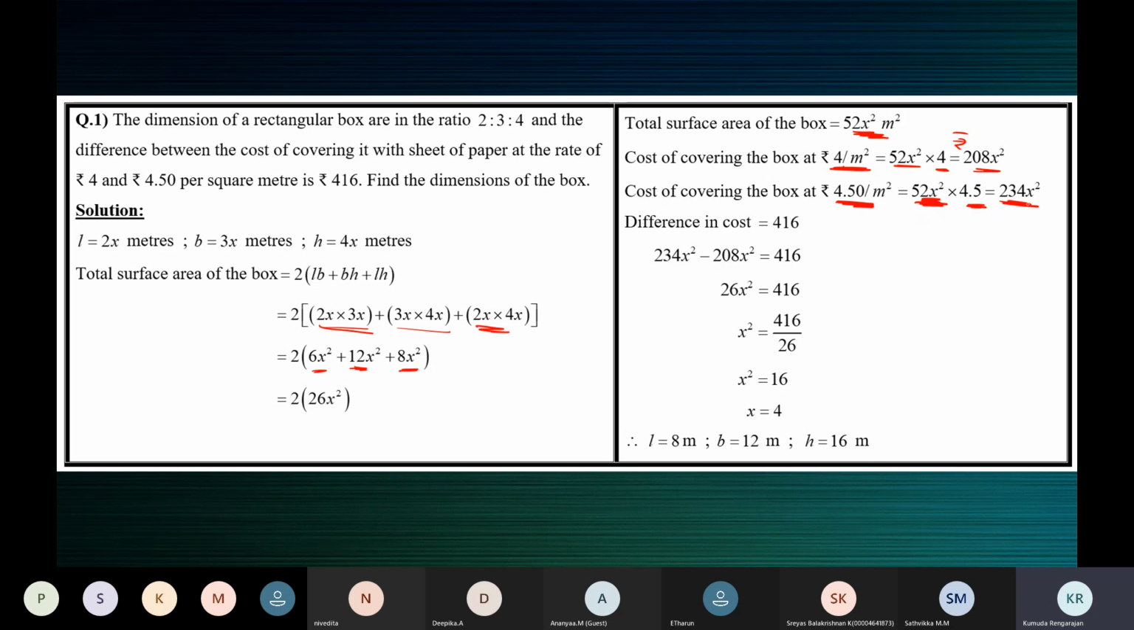Rupees 234x square. Now the difference in the two costs. This is the cost of the paper which costs rupees 4 per meter square, and the other is rupees 450 per meter square. The difference in the two costs is 416. So obviously the rate is more here, so the cost is more here. So this cost minus this cost is equal to 416. On working this, you get the value of x, and once you get x, you can find the dimensions of the box.